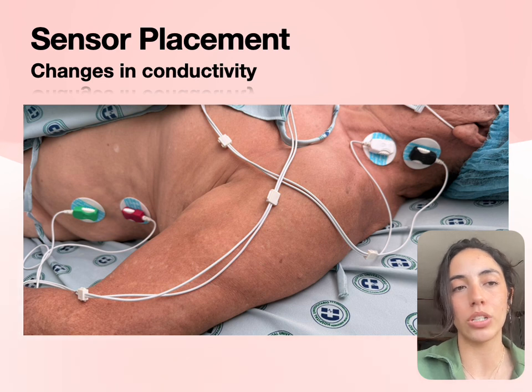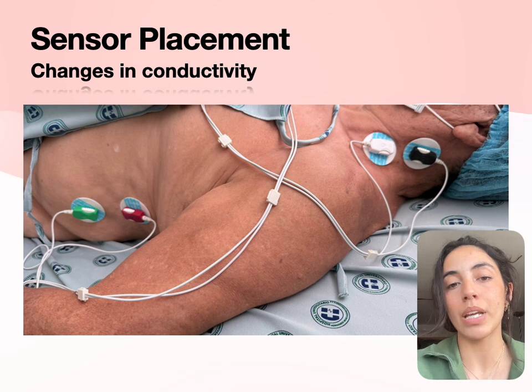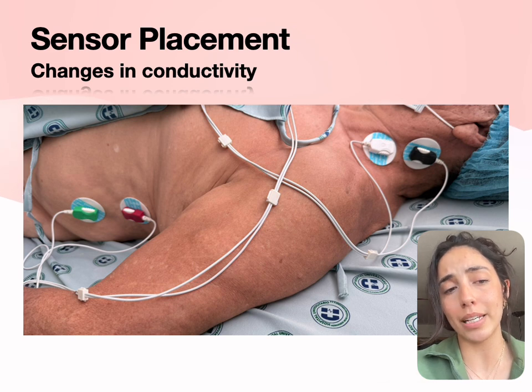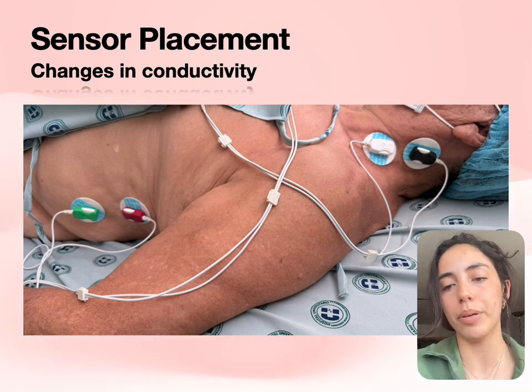However, I did want to mention that the sensor placement is highly important. It's very important to adequately place the sensors because incorrect placement is going to lead to incorrect signals. As you can see over here, there are 4 sensors from A to D. A is the black sensor, B is the white sensor, C is the red sensor, and D is the green sensor, and they are placed alongside the body.